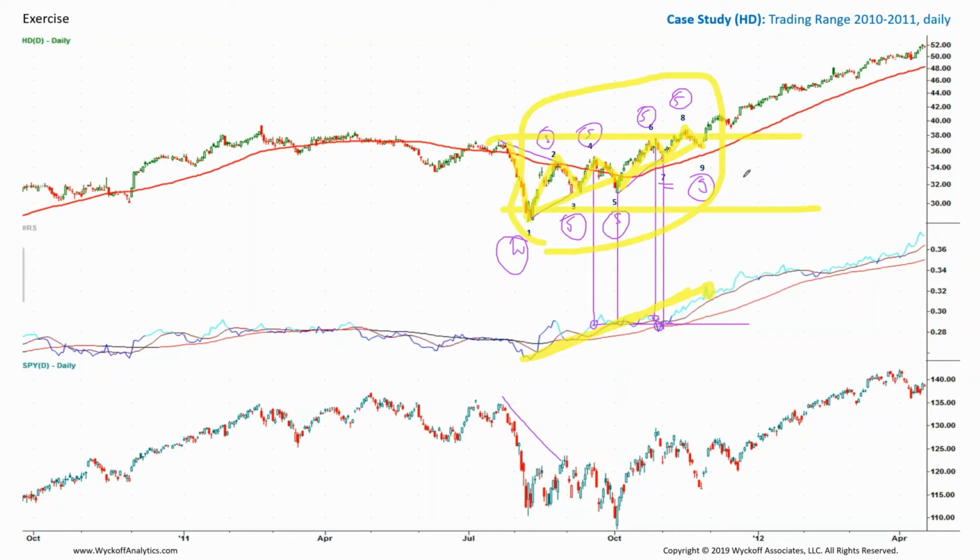If they are aggressive buyers, so institutions are aggressive buyers, what does it mean for the supply?